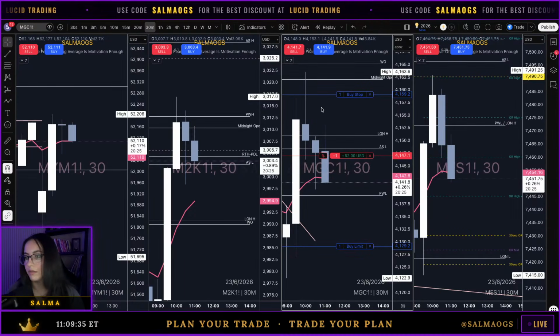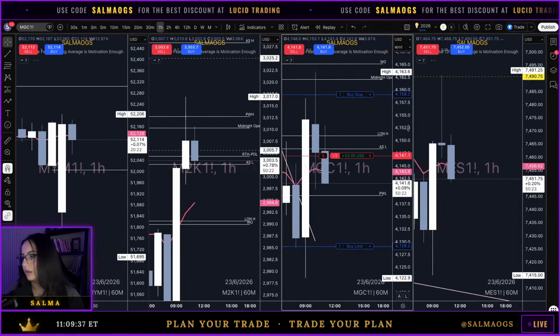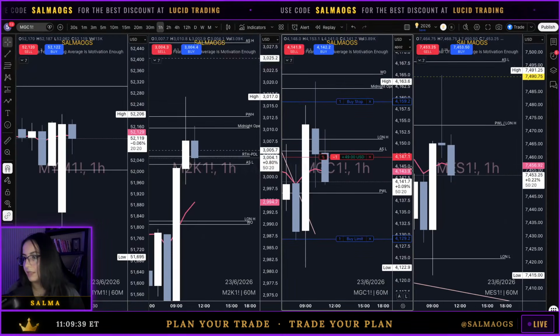GC's moving. I'm gonna hop back on the hourly. This is the time frame that I found my setup on.